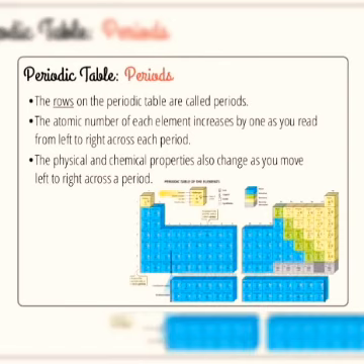Coming to the period, we already told that there are 7 periods in the periodic table. The rows on the periodic table are called periods. The atomic number of each element increases by 1 as you read from left to right across each period. The physical and chemical properties also change as you move left to right across a period. The number of shells will not increase across a period, but the valence shell electrons will increase.